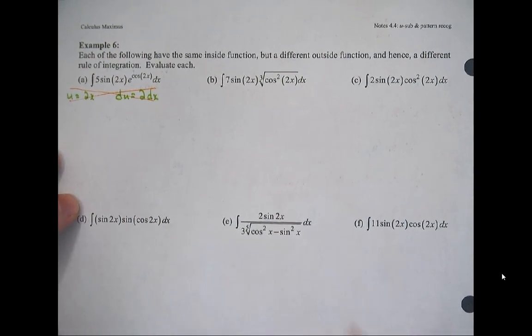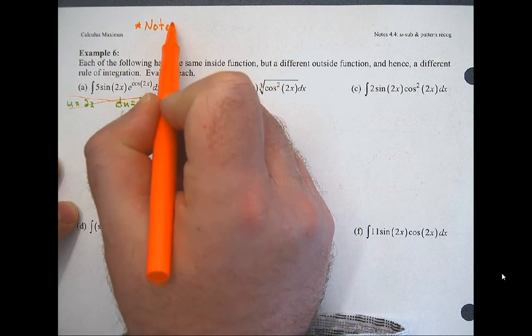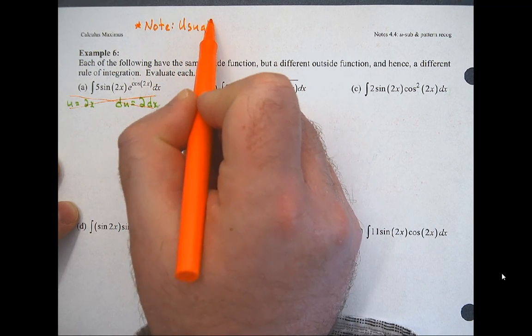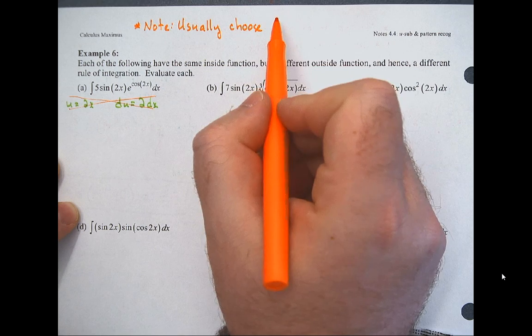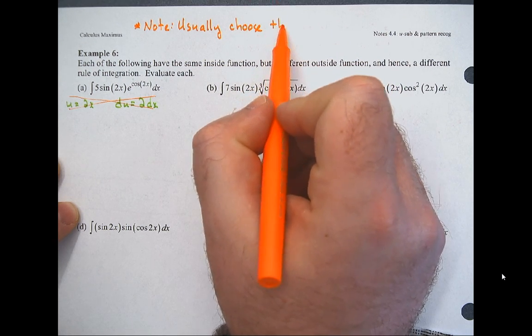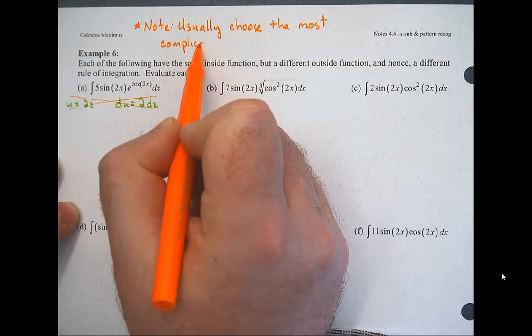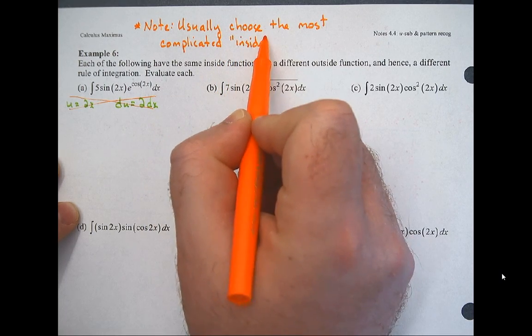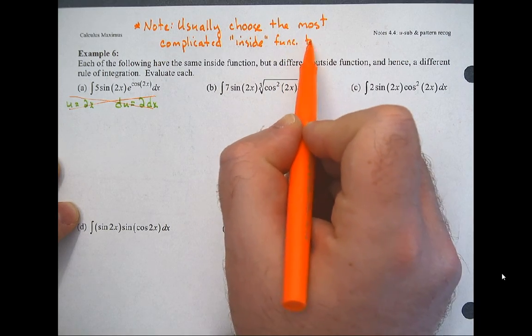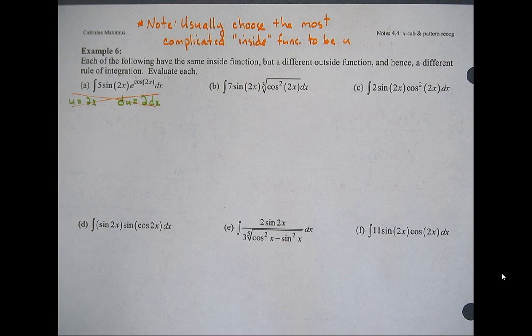Now, usually, note, choose the most complicated inside function to be u. So you're right, 2x is inside, but it's not nearly as complicated as the other inside function here.